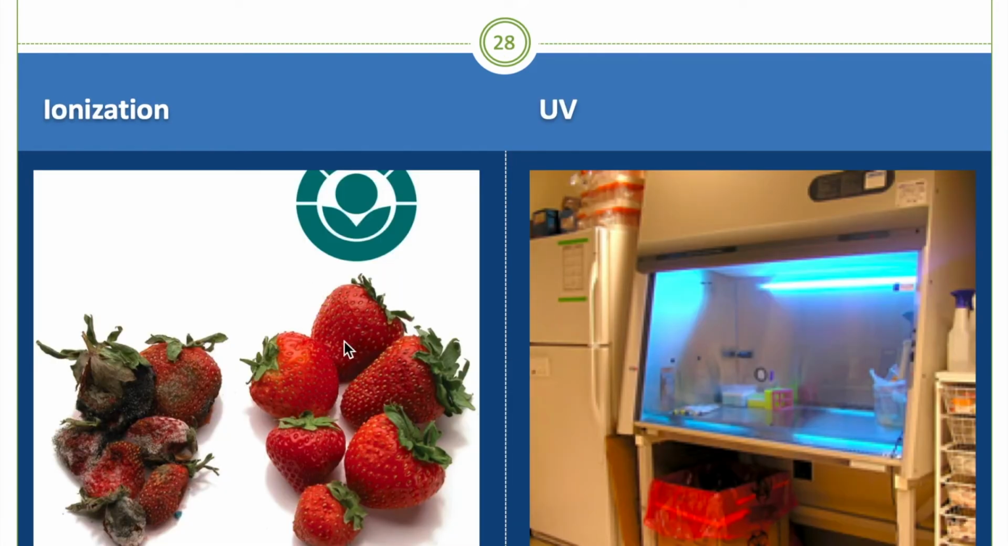So this food has been preserved using ionizing radiation. This is regular food that has not been preserved, and you can see that it takes a very short period of time. And we have experienced it ourselves, where you pick a food item, natural stuff that hasn't been ionized, and it's not going to last for too long before it goes bad. And then you have UV lights, which are used in laminar flows as well to sterilize the environment.